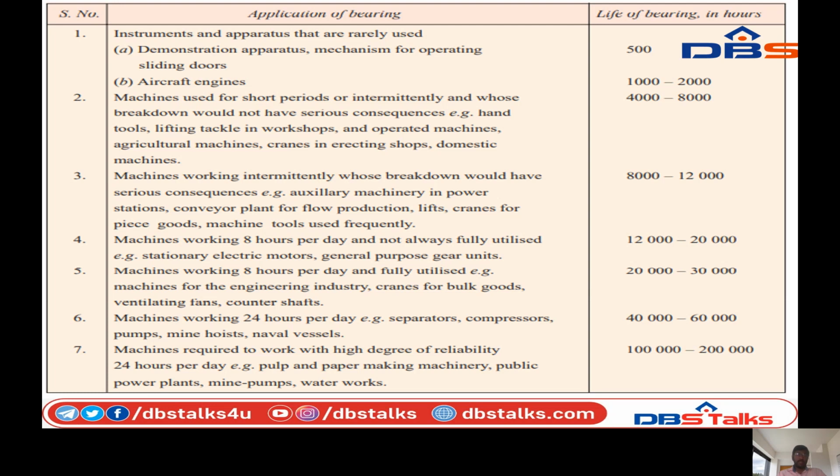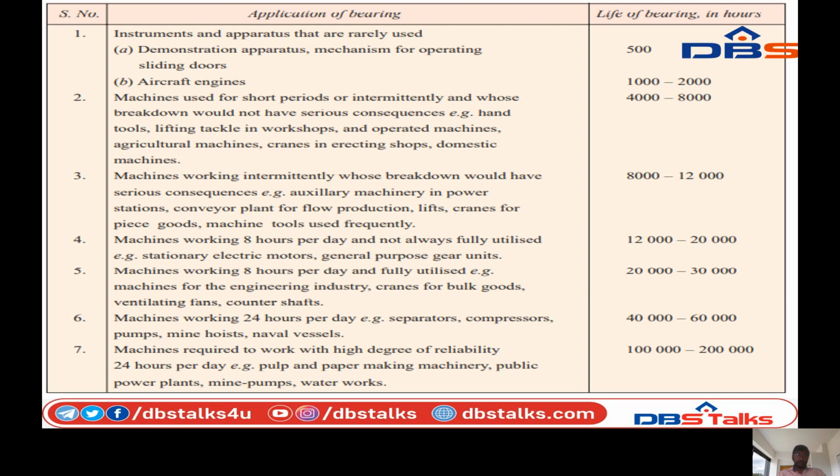Next, the sixth application, machines working 24 hours per day. The examples are separators, compressors, pumps, mine hoists, naval vessels. This type of machinery works 24 hours a day. The life of the bearing is 40,000 to 60,000 hours.